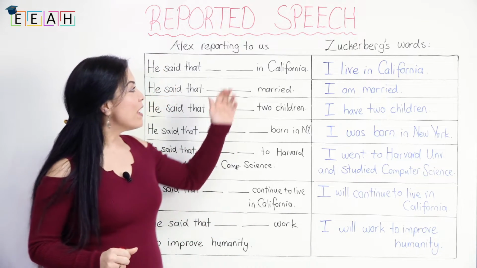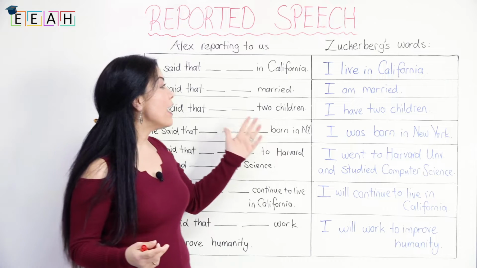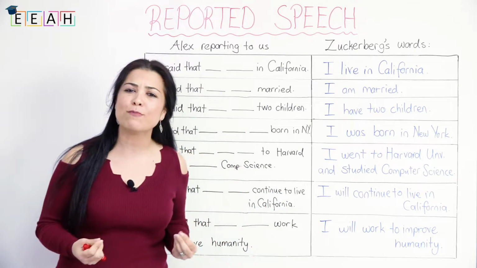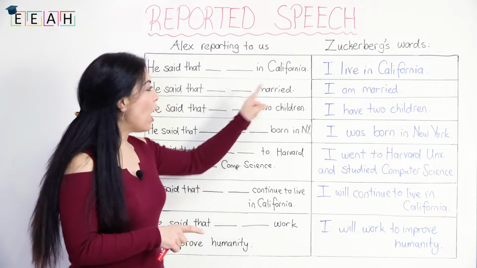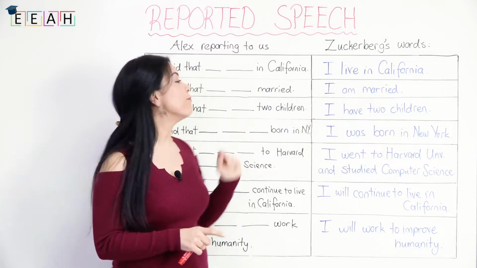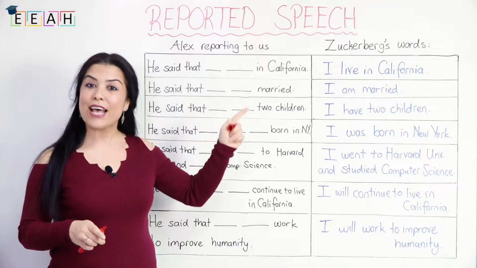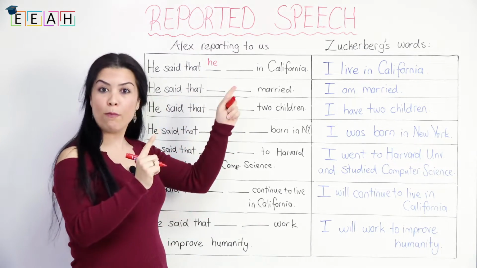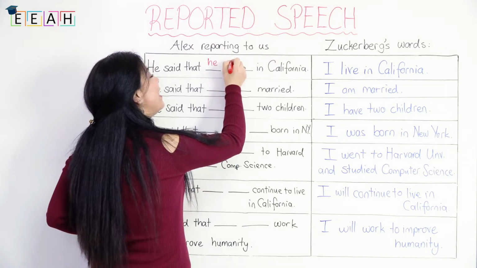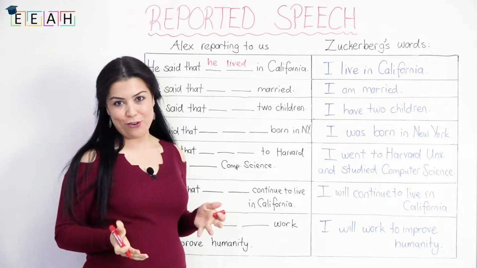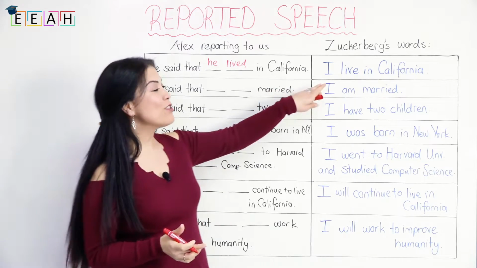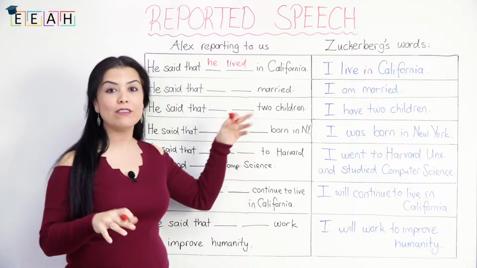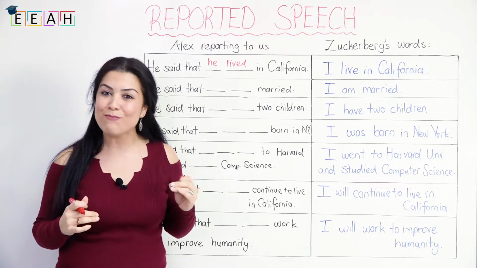Let's start. Zuckerberg says, "I live in California." So how can Alex report this piece of information? "I live in California," right? So he said that Mark, he lived in California. Yes. So this piece of information is about the present, right? But as you report it, you need to report it in past simple.